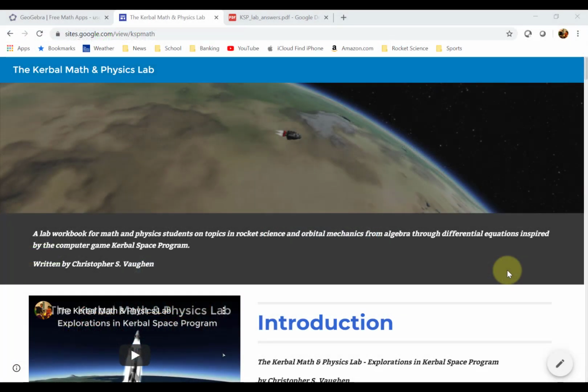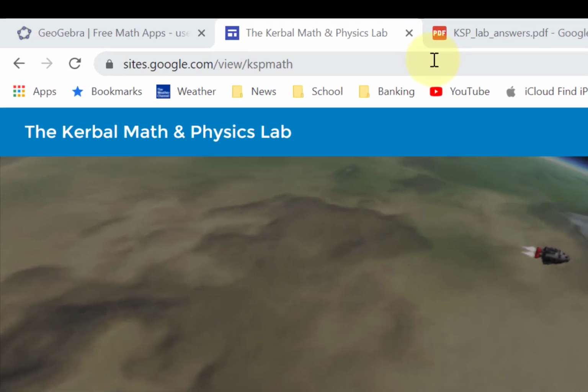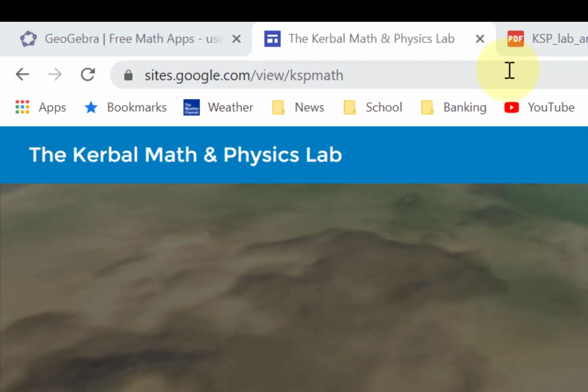Okay, let's pause there. We've got the rocket in a nice circular, stable orbit around Kerbin at an altitude of 100 kilometers. We'll pause and go back to this website I have, sites.google.com, view KSP math, and we're going to try to reach the Mun.